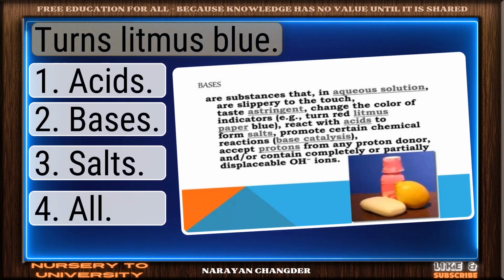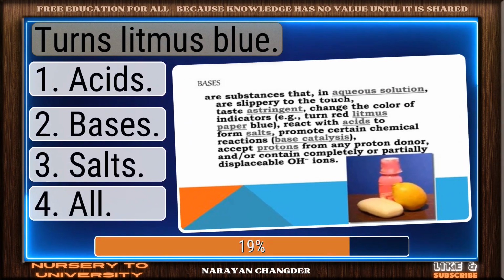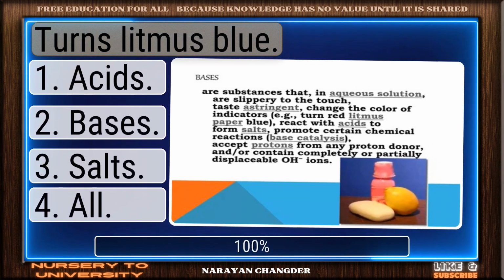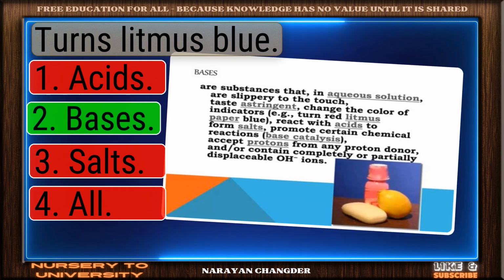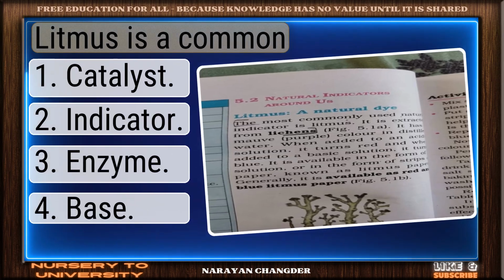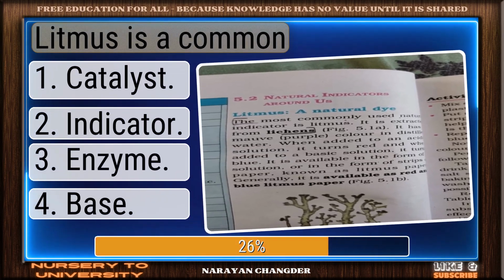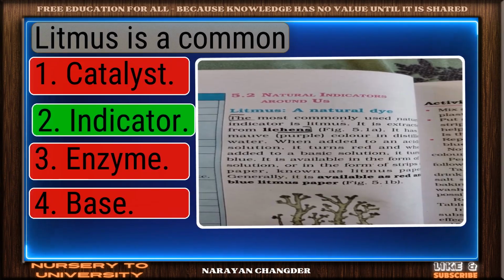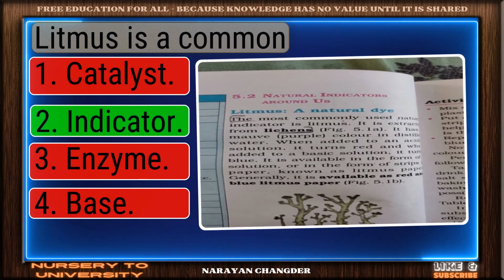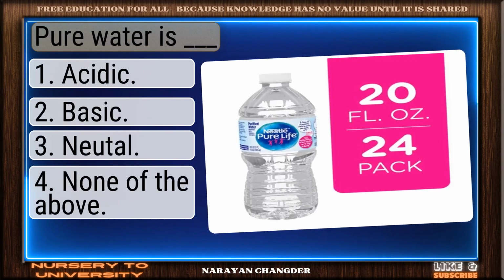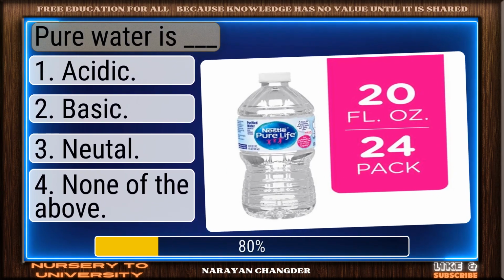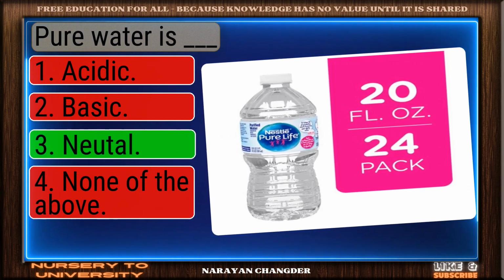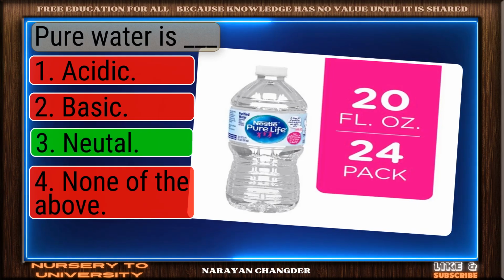Question number 259. Turns litmus blue? You're right. Bases is the correct answer. Question number 260. Litmus is a common dash. Well reasoned. Indicator is the correct choice. Question number 261. Pure water is dash? Right choice. Neutral is the best answer.